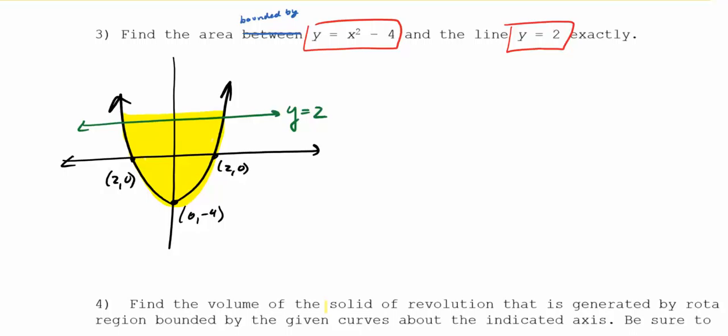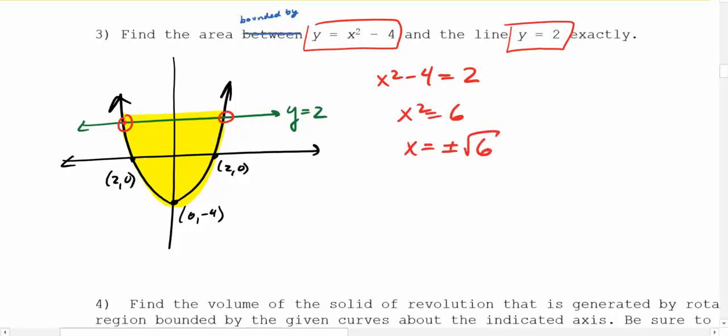My question to you is, there are 2 points I haven't labeled. What are those 2 points that I need to label, and where are they? What do you set equal to what? Set one equal to the other. So x squared is equal to 6. So x is equal to plus or minus what? The square root of 6.